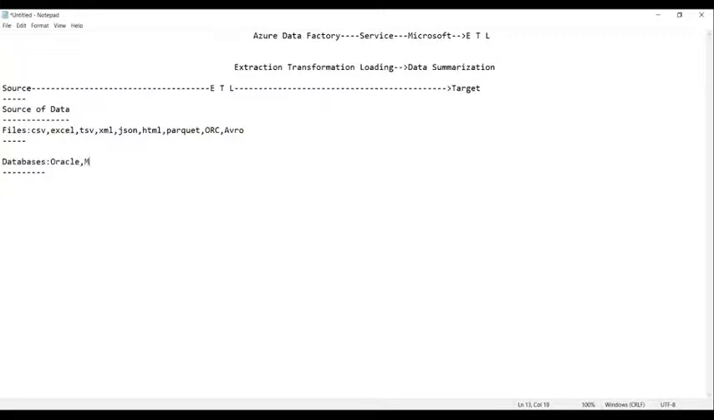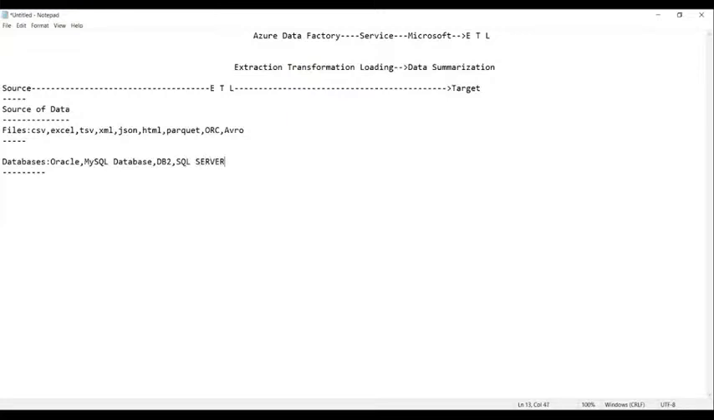MySQL database, PostgreSQL, DB2. Then we have SQL Server.